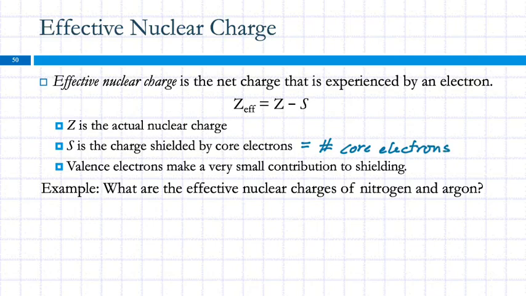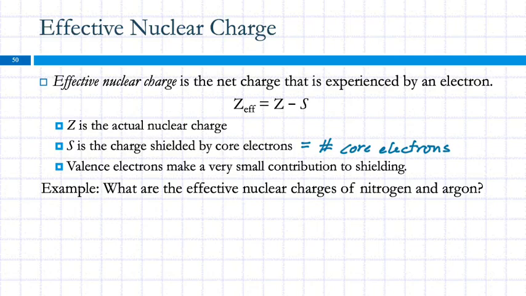Well, hydrogen and helium do not have any shielding because they don't have any core electrons versus valence electrons. But all the other elements do experience some shielding because the core electrons are closer and they shield the nucleus from the valence electrons. We're going to look at that difference in just a minute. So this is a very simplistic approximation of the effective nuclear charge, but it's good enough for our purposes.